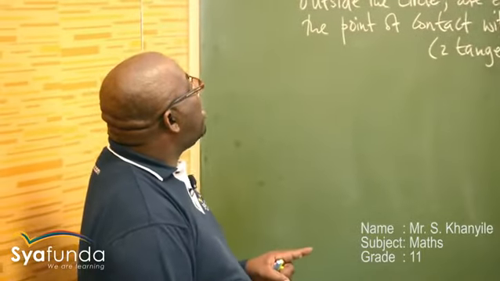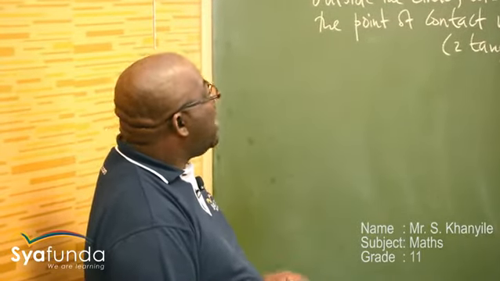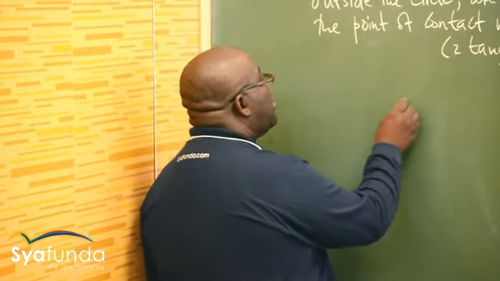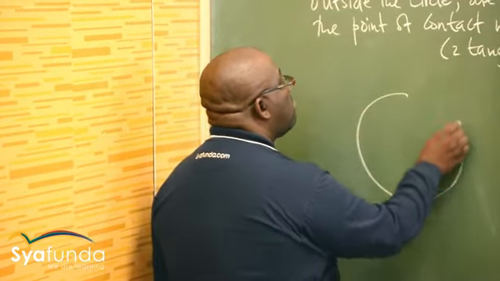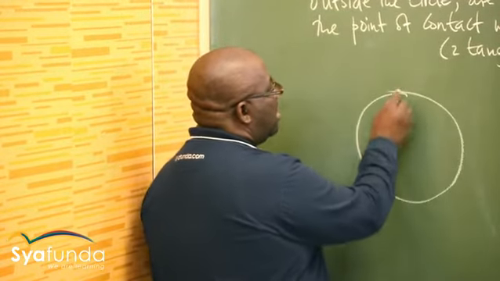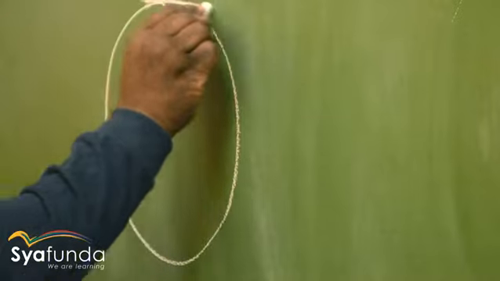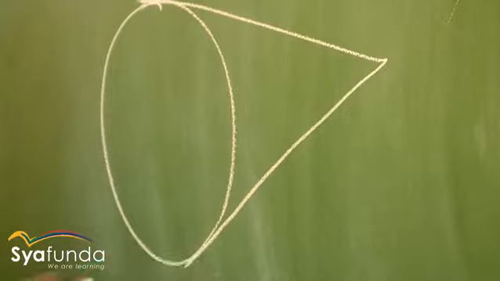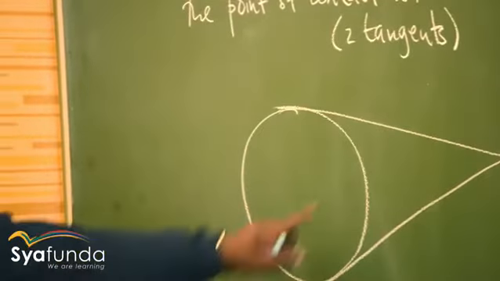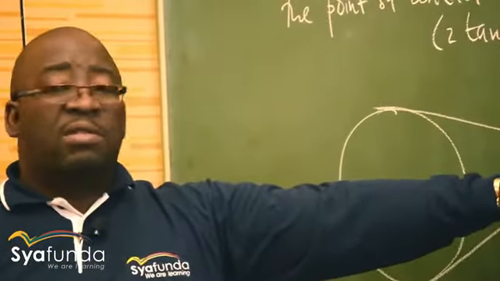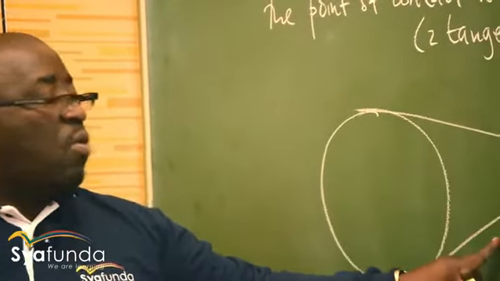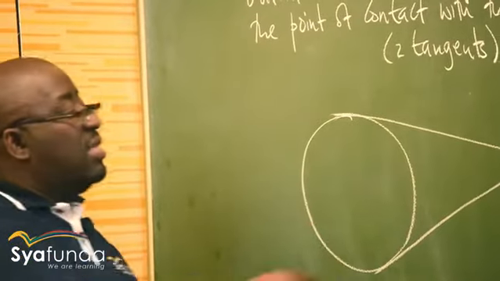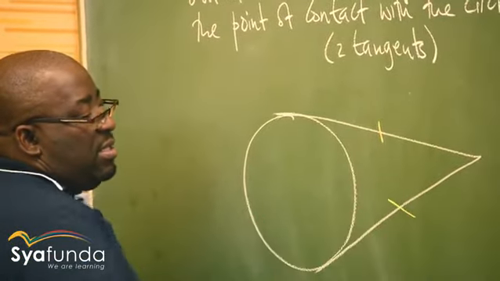Two tangents from the same point outside the circle are equal up to the point of contact with the circle. Let's create the diagram. If I've got a circle, two tangents, let's create tangents there. If this is one tangent, this will be another tangent. What is this theorem saying? Whenever I've got two tangents that are coming from the same point outside the circle, these tangents will be equal up to the point of contact with the circle. In other words, it says that this side is the same as this side.